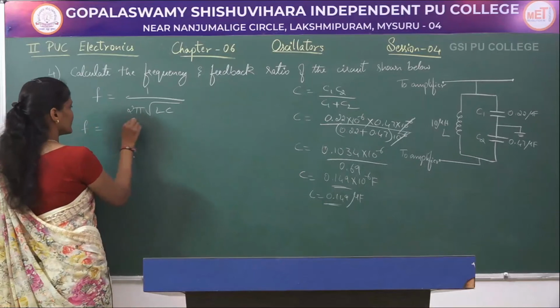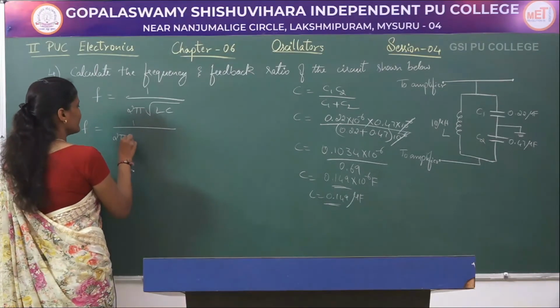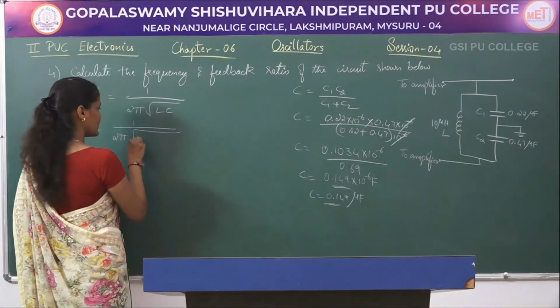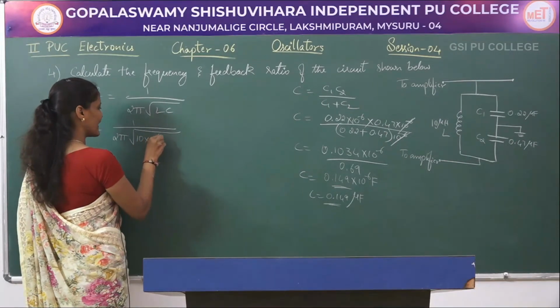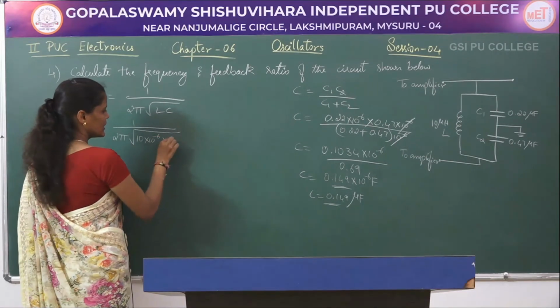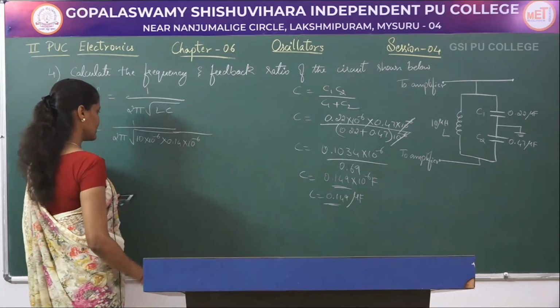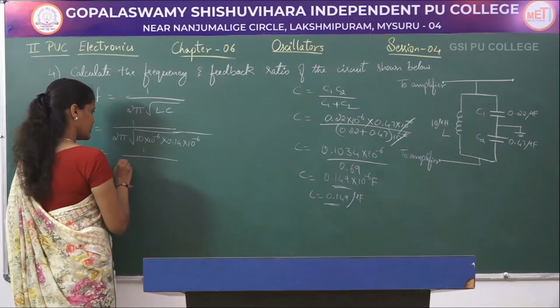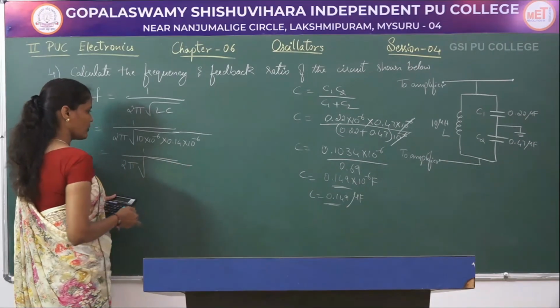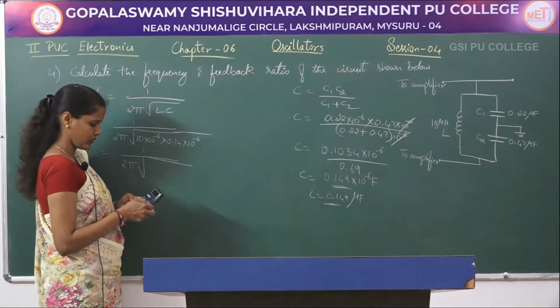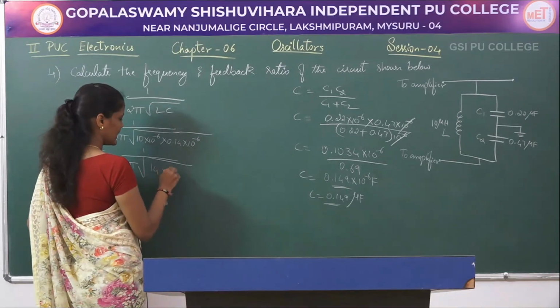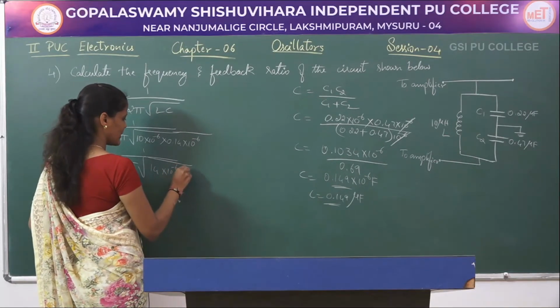So, F is equal to 1 divided by 2 pi. L value is 10 micro, that is 10 into 10 to the power of minus 6 into C value is 0.149 into 10 to the power of minus 6. So, 1 divided by 2 pi root of 10 into 0.14 gives me 14 into 10 to the power of minus 6 into 10 to the power of minus 6.